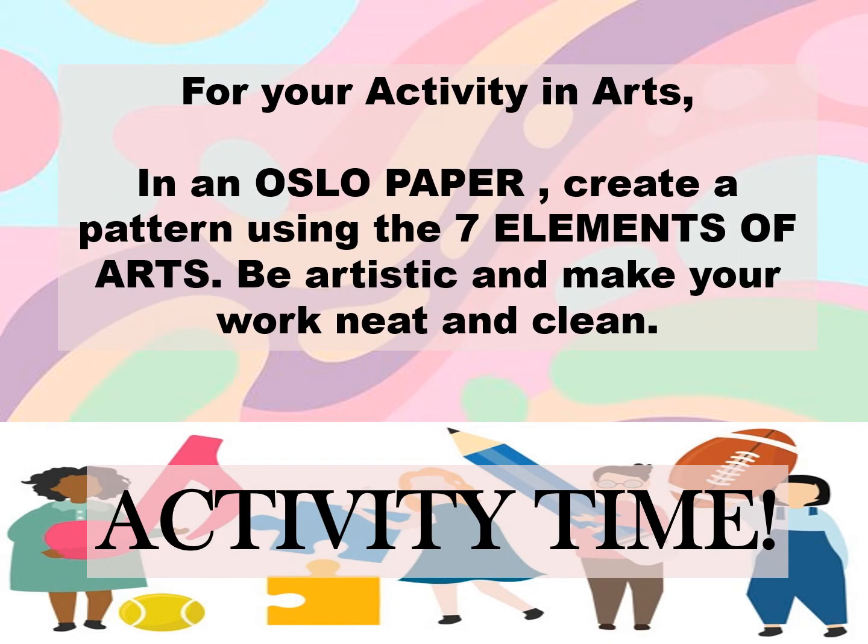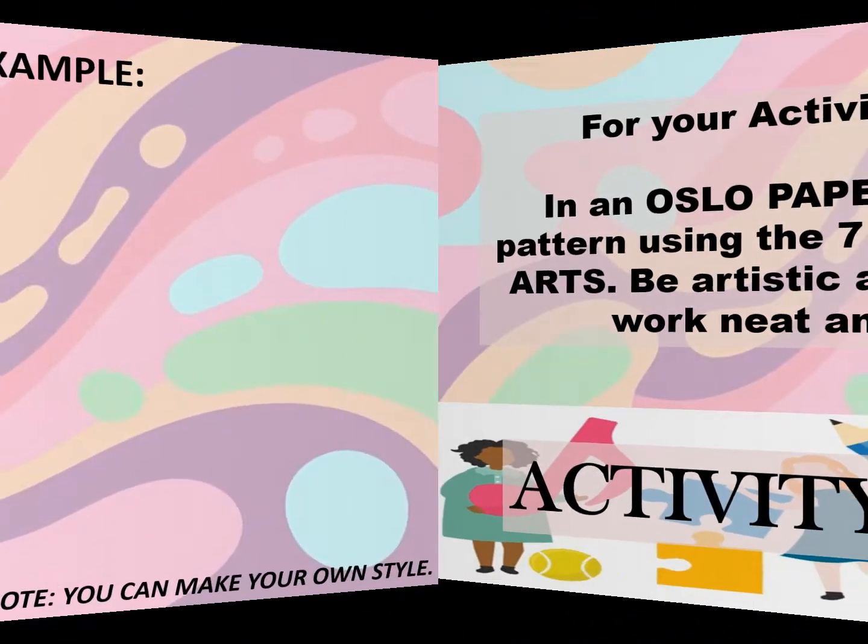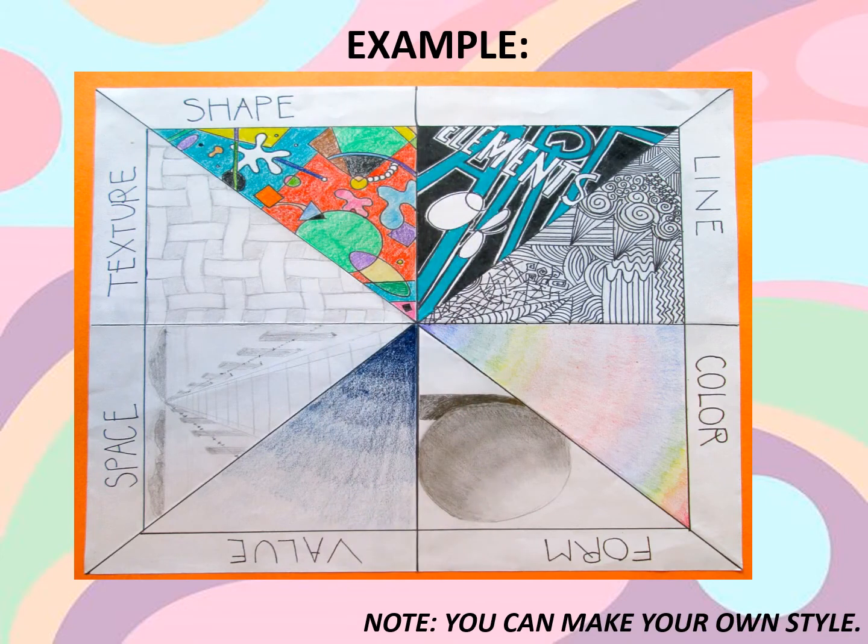For your activity in arts, in an oslo paper, create a pattern using the 7 elements of arts. Always remember to be artistic and make your work neat and clean. So as you can see in the picture, that is the example artwork that you will be creating. So take note, you can make your own style as long as napakita doon yung 7 elements of art. Nandun yung line, nandun yung color, form, value, space, texture, and shape.